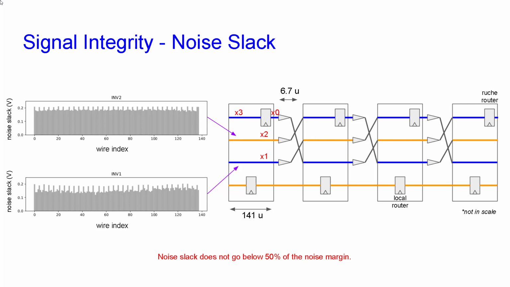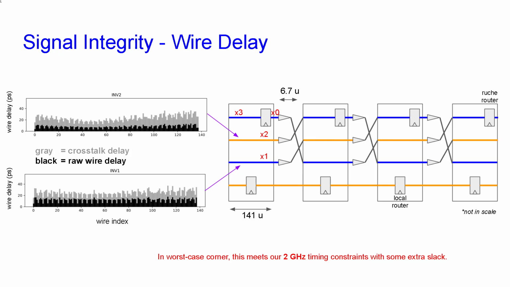Next, we measure the wire delay. The graphs are similar to the previous ones. The y-axis is the wire delay, and the gray part of each bar corresponds to crosstalk-induced delay, whereas the black part is the intrinsic wire delay. We can see that the crosstalk delay can be greater than the wire delay. The wire delays are around 30 picoseconds on average to cross 141 microns. Overall, this is enough to meet our 2 GHz timing constraints with some extra slack.